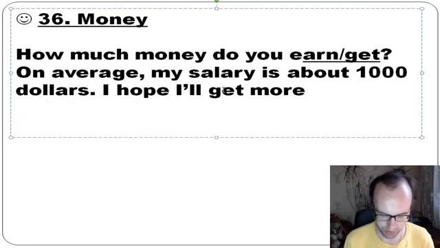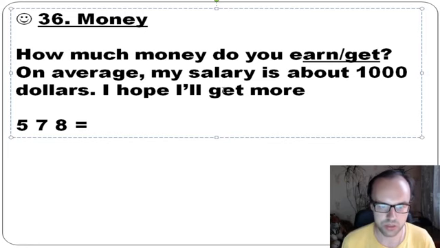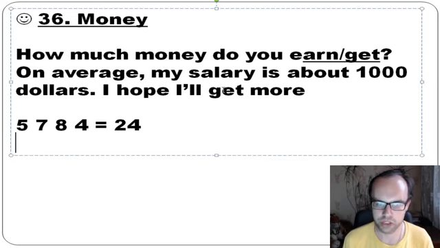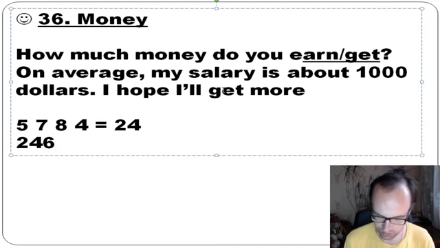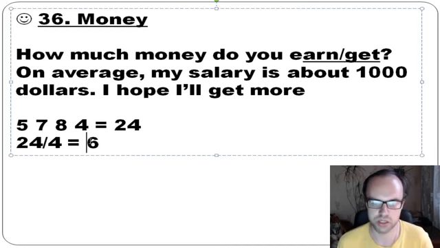So what is on average? For example, you have these figures 5, 7, 8. So how much is it? And let's say 4. How much is it? So 5 plus 7, 12, plus 8, 20, plus 4, 24. So on average, it's 6. Yeah? So we divided 24 by 4 and we got 6. So on average, it's 6.